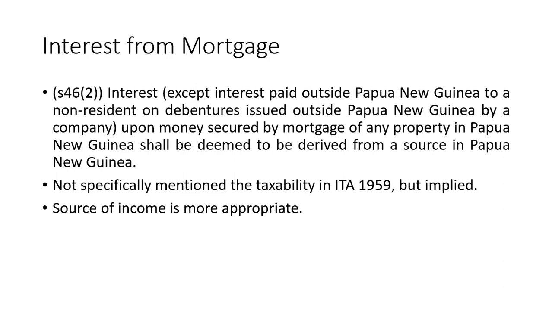Okay, so let's start off with the first one under the statutory income. Interest upon money secured by mortgage of any property in Papua New Guinea shall be deemed to be derived from a source in Papua New Guinea. The taxability is not specifically mentioned, but it is impliedly stated. Source of income is more appropriate. So you have to consider the source of income first, to determine its taxability.